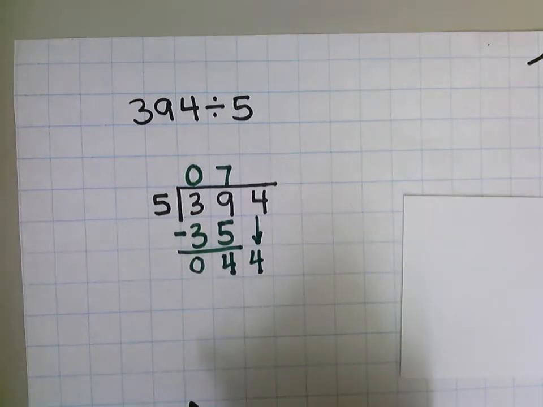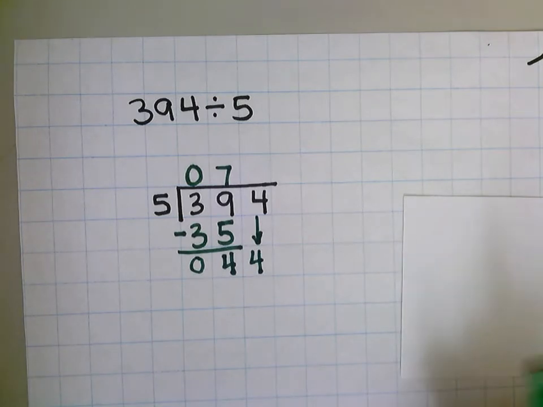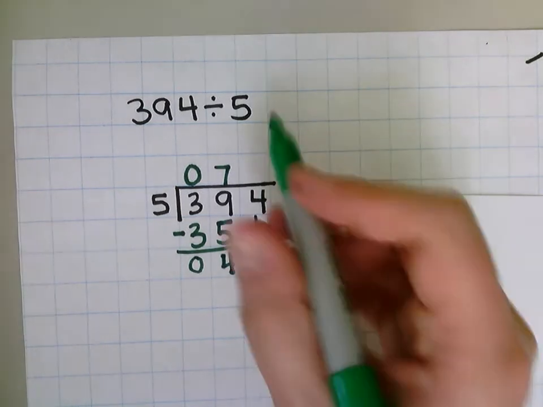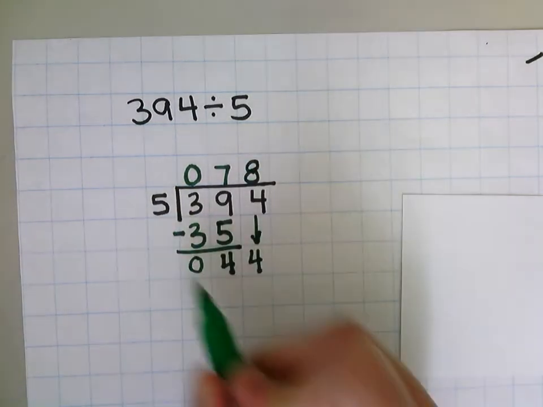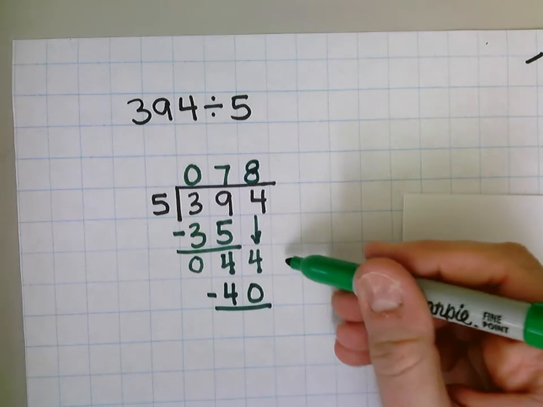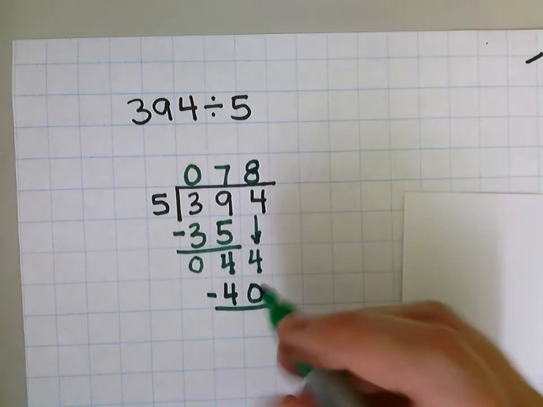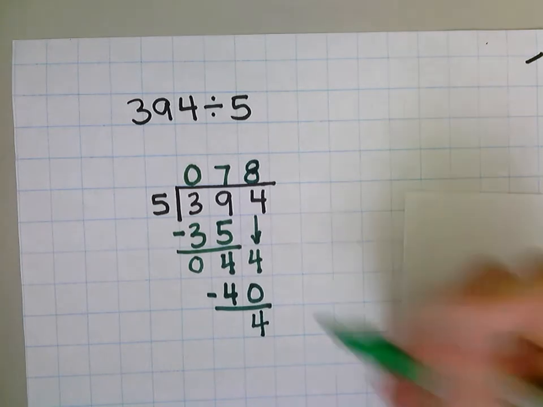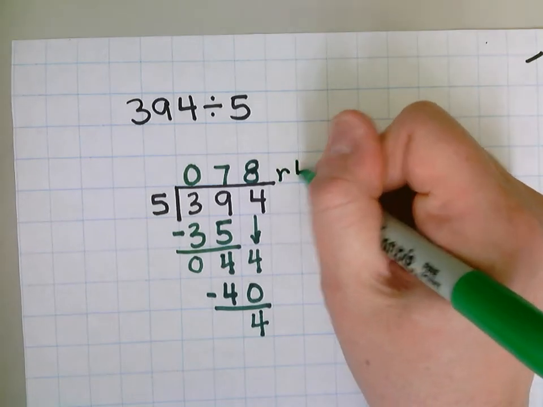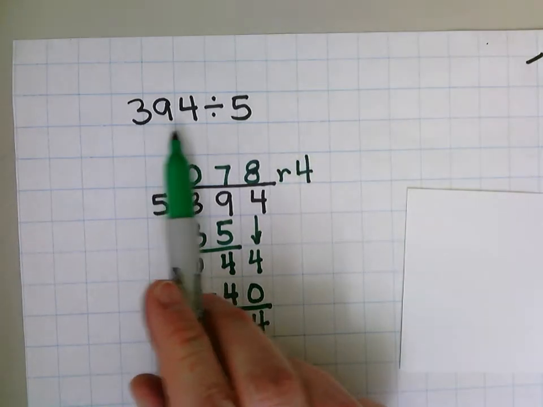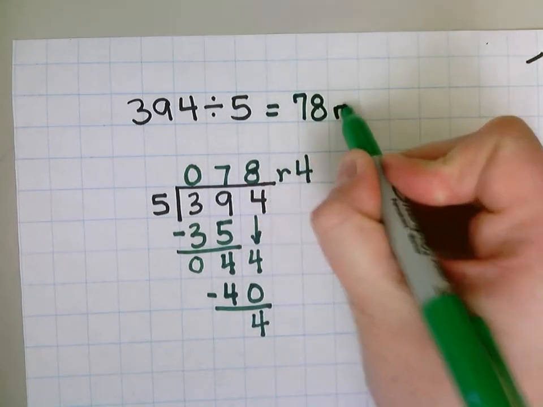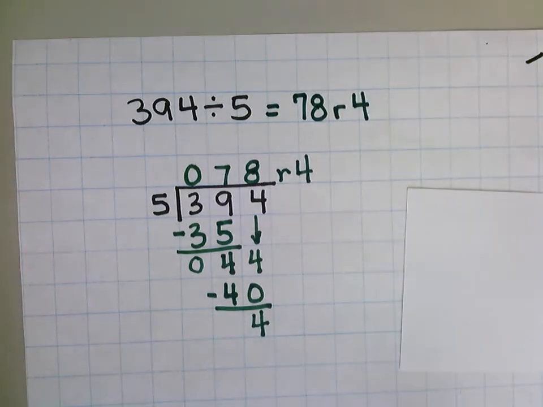I'm going to think to myself, what times 5 gets me close to 44? What do you think? That's right, 8. 8 times 5 is 40. When I subtract 44 minus 40, I'm left with 4 left over. I don't have anything else to bring down, so this is my remainder. Remainder 4. So 394 divided by 5 equals 78, remainder 4. Let's try another example.